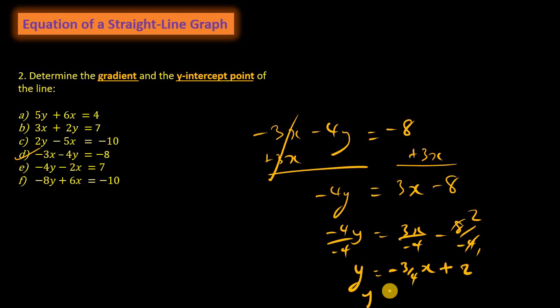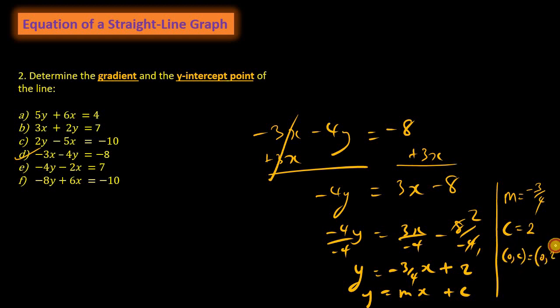So this is now in the form of y equals mx plus c. So our m, our gradient, is negative 3/4. Our c is positive 2. That means our y-intercept point, which is 0c, is equal to 0, 2.